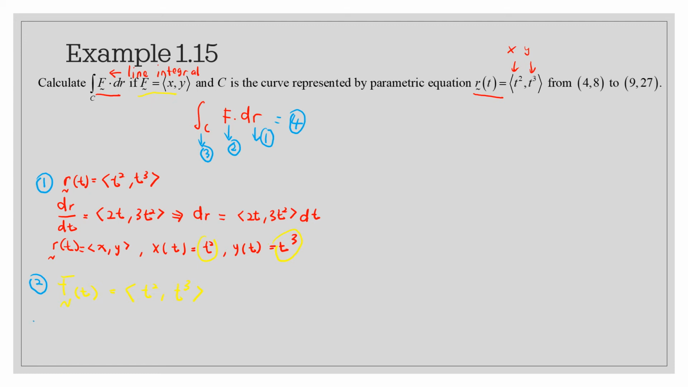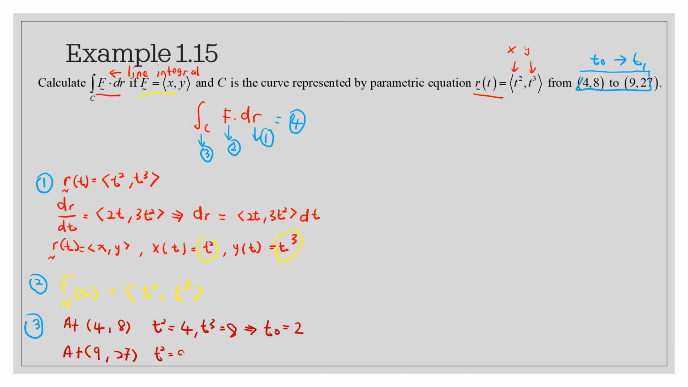Okay, for the third step, we need to find the limit t naught to t1. So we use the point given, which is t naught to t1. So at point (4, 8), t squared equal to 4 and t cubed equal to 8. So we can get t naught equal to 2. From the second point at (9, 27), t squared equal to 9 and t cubed equal to 27. So we know that t1 equal to 3.